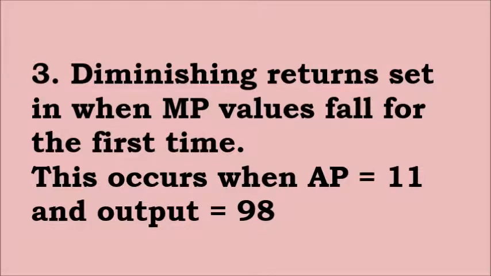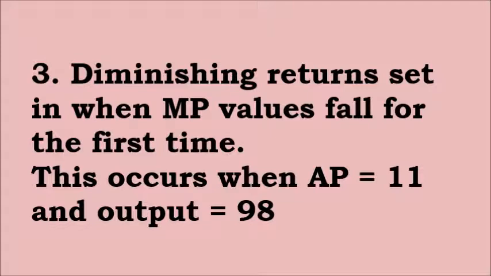Take a critical look at it. Anytime we say when does diminishing return set in, it sets in when MP starts to fall for the first time. That's where diminishing return sets in, not above the MP value falling. It's when it starts to fall. That's why I said it occurs when AP is equal to 11, where you have negative 3, and output is 98.